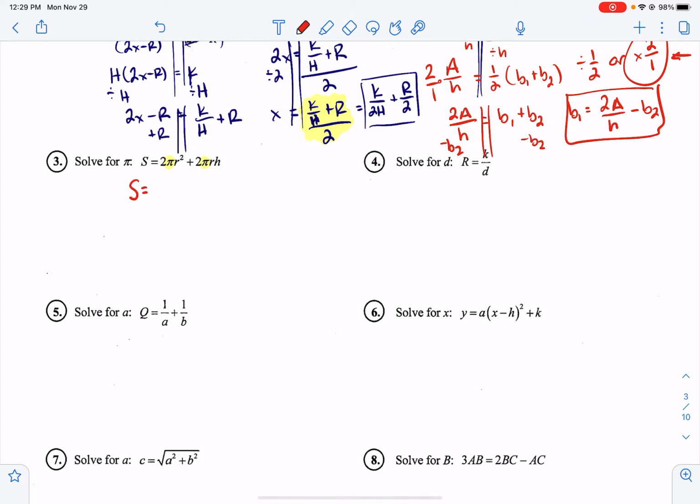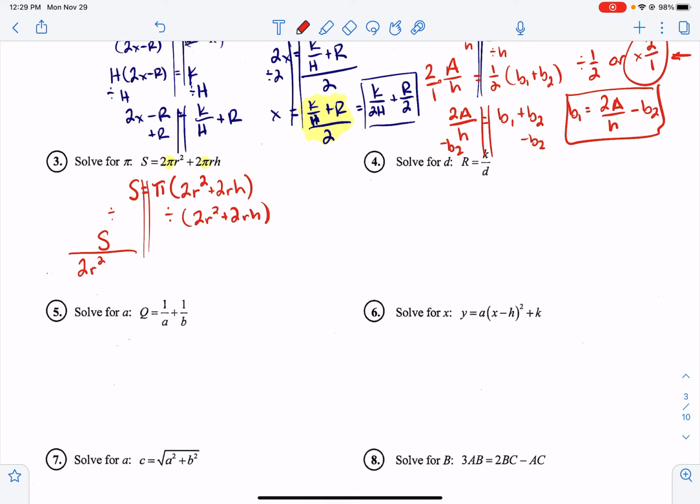So I'm going to rewrite this as S equals pi. I'm going to pull that out, and I'm left with 2r squared plus 2rh. Now getting pi by itself is really easy. All I have to do is divide by that giant parenthesis, 2r squared plus 2rh, on both sides. So I end up with S divided by 2r squared plus 2rh, and that's going to equal pi.